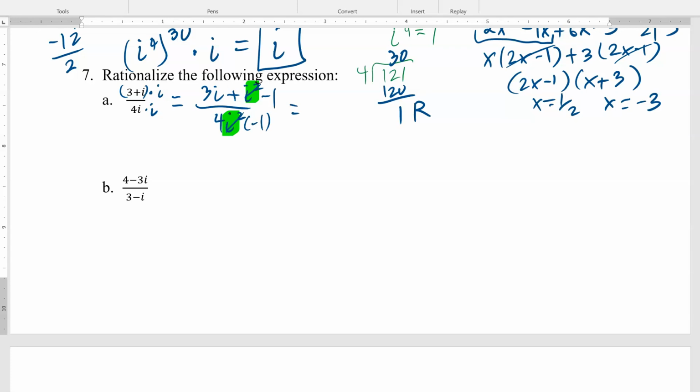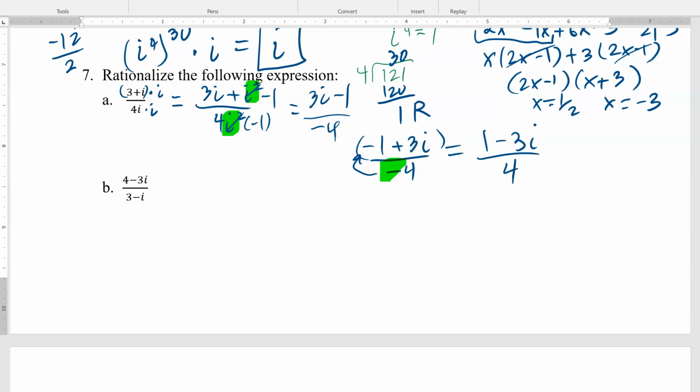So on the top, really what we're left with is 3i minus 1. It's not wrong, we just don't normally write it that way, over, is that negative 4? If I clean this up, the way I would do it is put the negative 1 first, plus 3i over negative 4. And then technically, we don't normally leave negatives in the denominator either. So I bring that negative up and distribute it to make that positive 1 minus 3i over positive 4. I would probably accept either of these answers, but the one on the right would be a cleaner way of writing it.